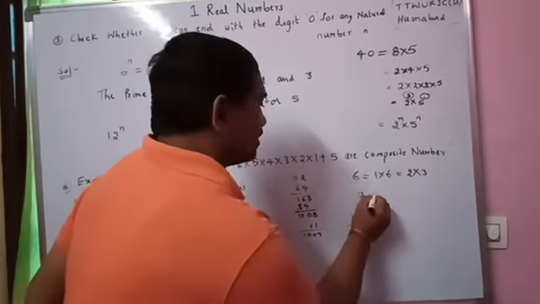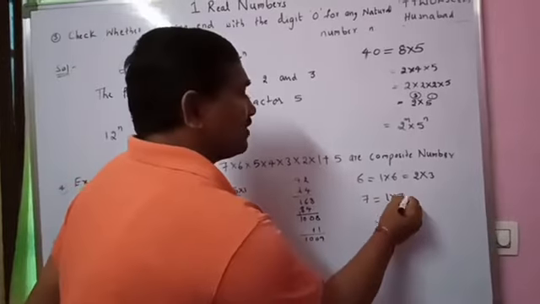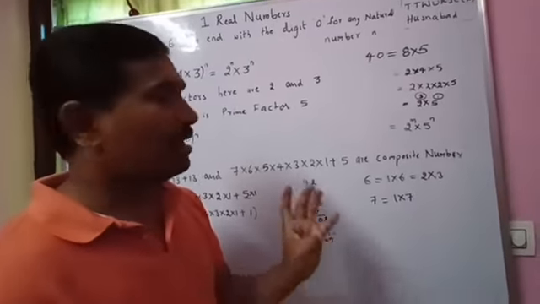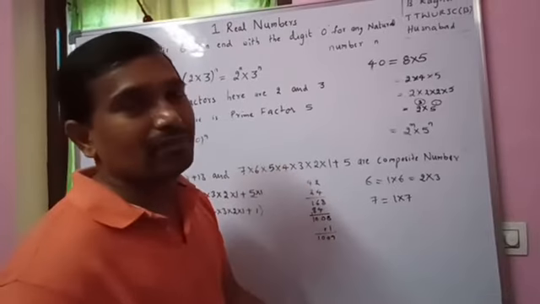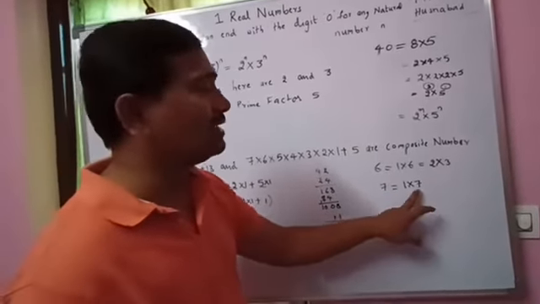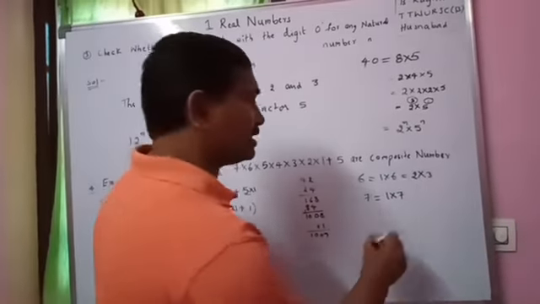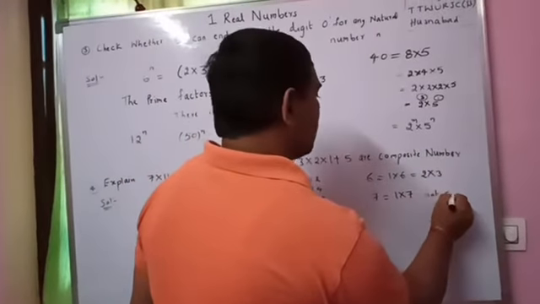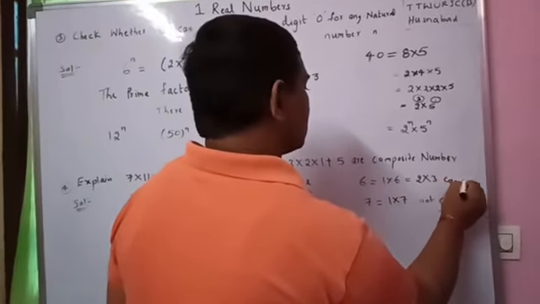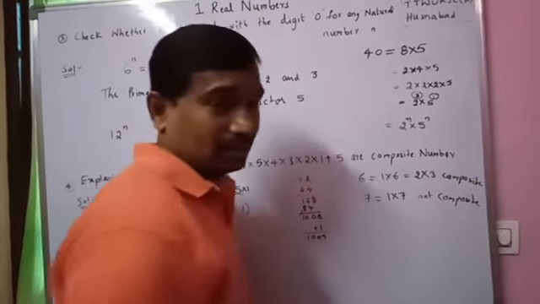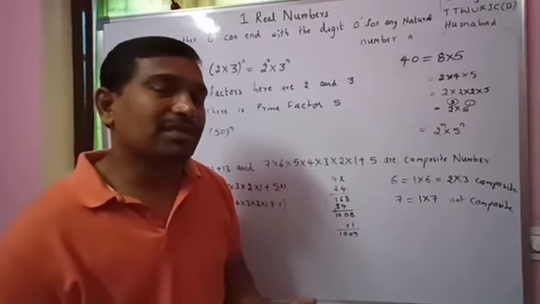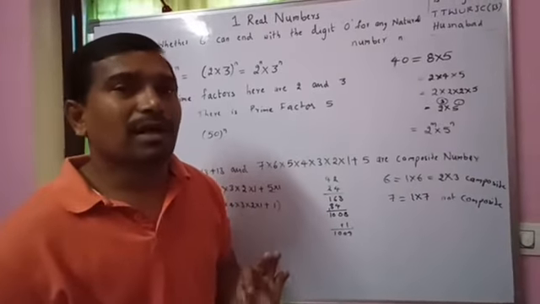For example, 7 can be written as 1 and 7 only. So if a number has factors other than 1 and itself, the number is called composite. Here 7 has only factors 1 and itself, so it is not a composite number. The other one is a composite. Are you getting? If a number has factors other than 1 and itself, then that number is a composite number.